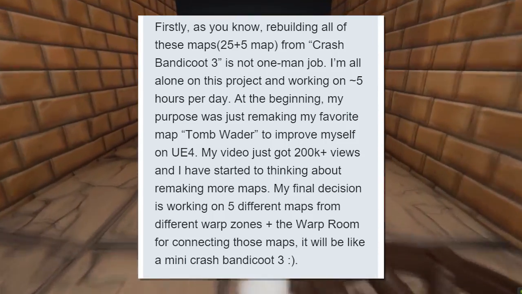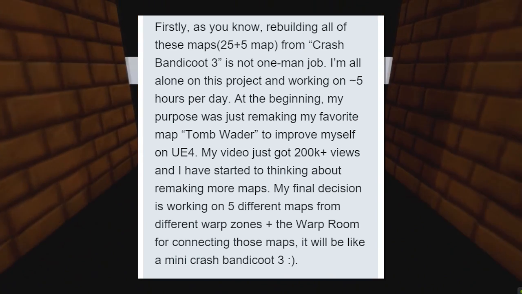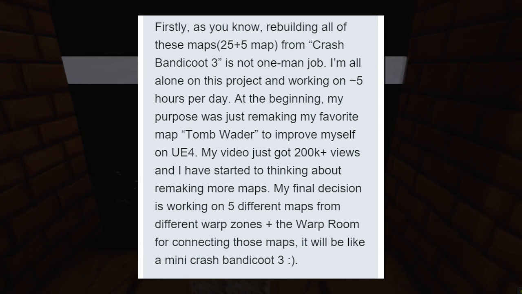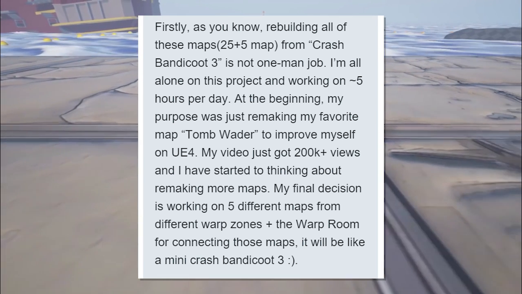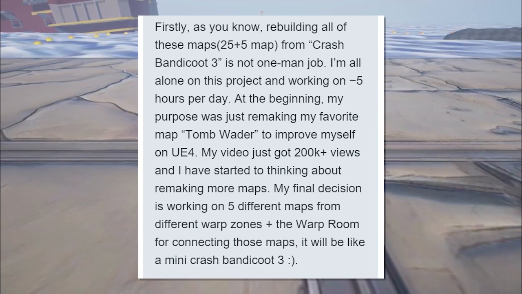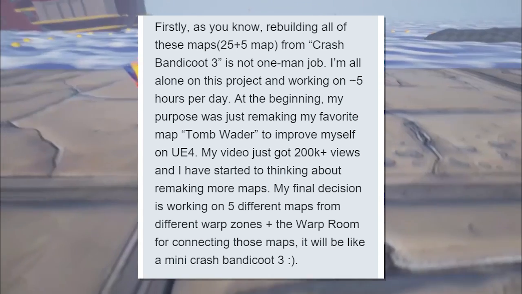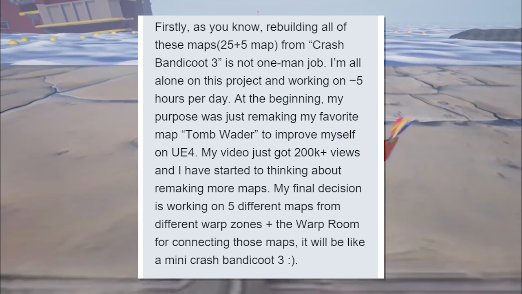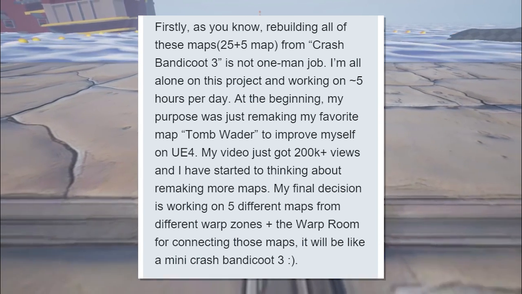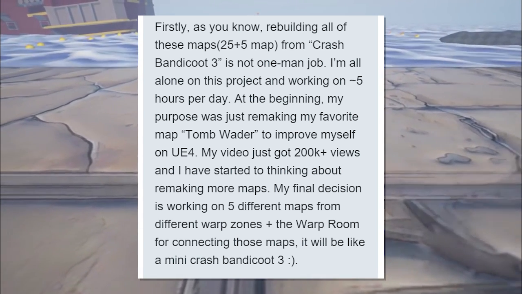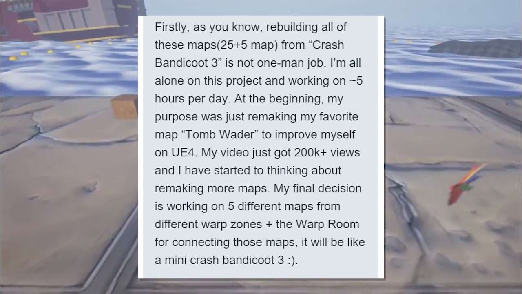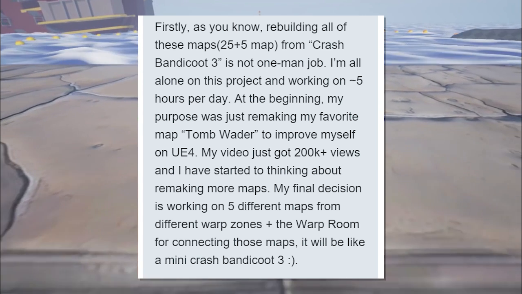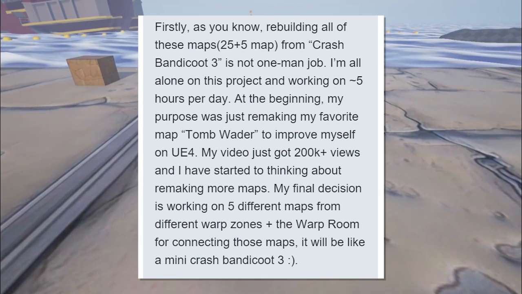Because remaking all of these maps from Crash 3 would of course take him a very long time, his current goals are to make 5 maps from 5 different warp zones from Crash Bandicoot 3, all remade in Unreal Engine 4, so that is kind of next generation, it's got that updated feel. And of course he mentioned that he is going to be making a warp room for it, similar to the warp rooms from Crash Bandicoot 3, so that you start off in the warp room, and then you have all 5 of those levels that he remade in the Unreal Engine 4. Currently, that is what he is creating.